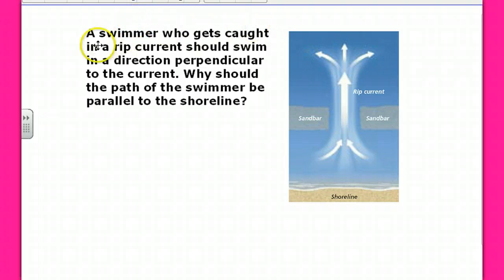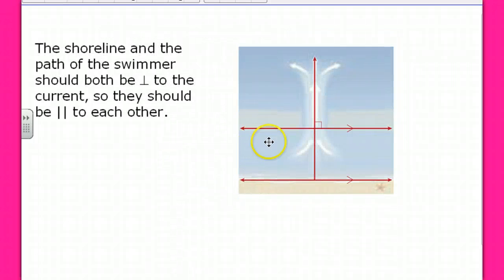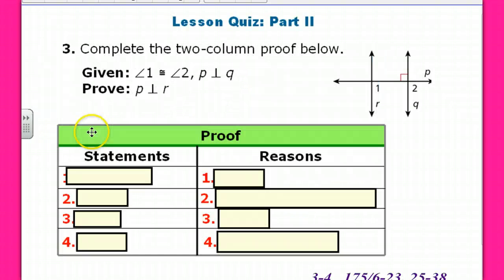So a swimmer who gets caught in a rip current should swim in a direction perpendicular to the current. Here's the current, perpendicular. Why should the path of the swimmer be parallel to the shore? Because if you're parallel to the shore, you are perpendicular to the current. That's right. Okay? So there you go. If you are parallel to the shore, you are perpendicular to the current. Okay?